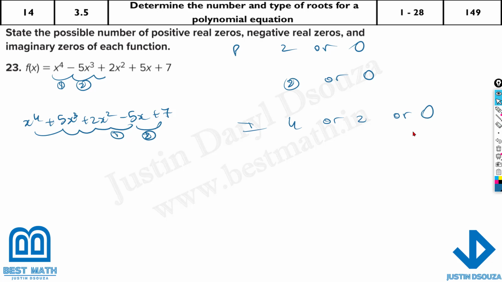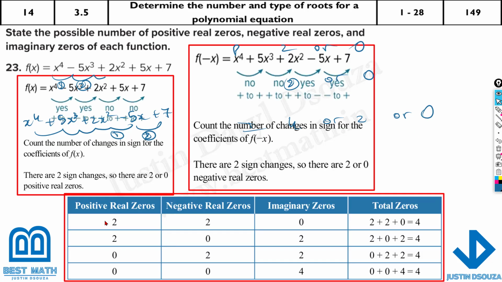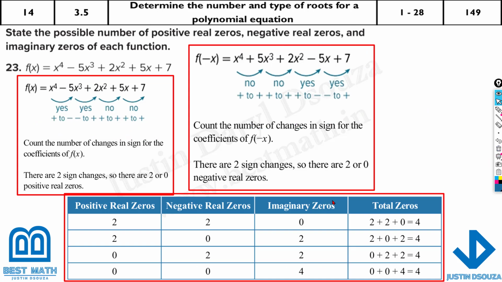Why? Because we can see the table. It can be 2 positive, 2 negative, then 0 imaginary. But it can be 2 positive and 0 negative, then it's 2 imaginary. In the first case, it was 0 imaginary, then it's 2. What if positive is 0 and negative is 2? Then 2 imaginary. But what if both positive and negative real zeros are 0? Then it will be 4 imaginary zeros. These are all the possibilities, but when we write, we just write 0 or 2, 0 or 2, and over here, it's either 0, 2, or 4.